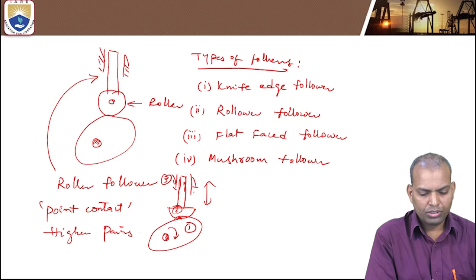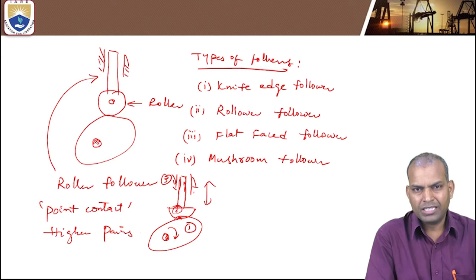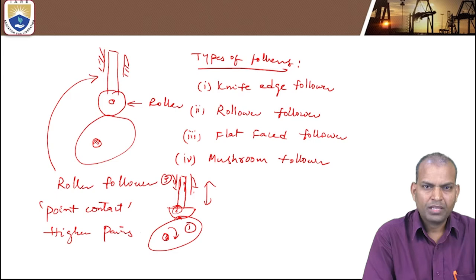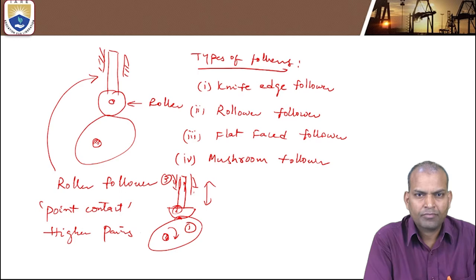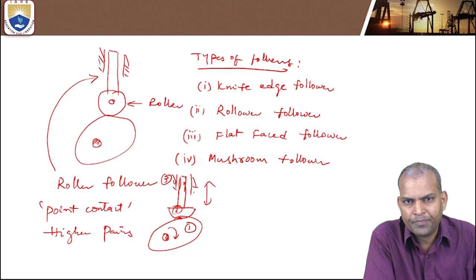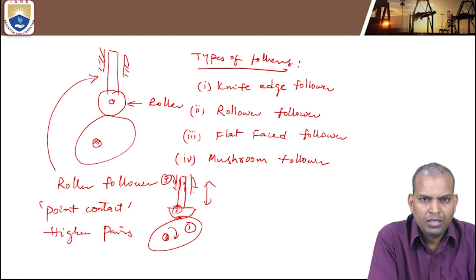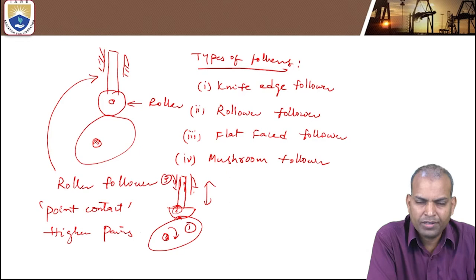What is the follower? The follower is the link which is always in touch with the cam, in such a way that it gives translatory motion. So the cam and follower mechanism is the mechanism which converts rotary motion to reciprocatory motion. The rotary motion of the cam is converted to reciprocatory motion of the follower. The purpose of these cam and follower mechanisms is very important in order to control the valves' motion.